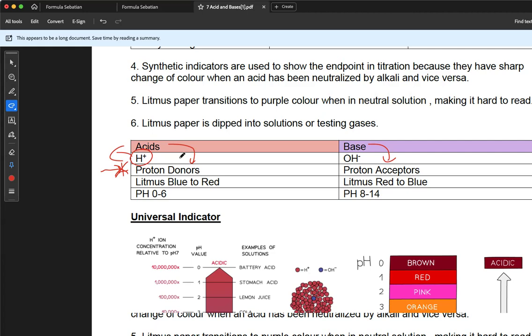That's why we don't call it a proton, we call it H plus only. But in general, our definitions are proton donor and proton acceptor.